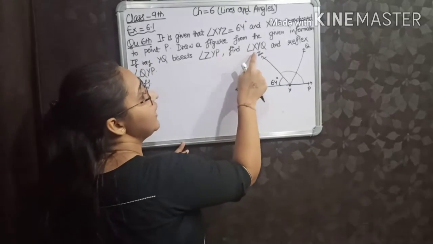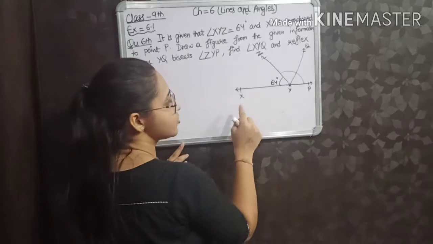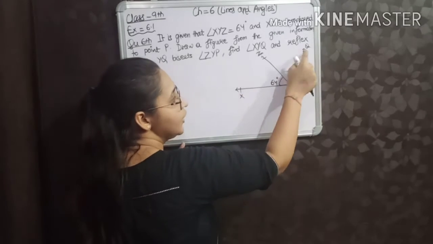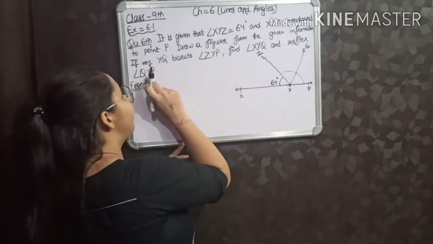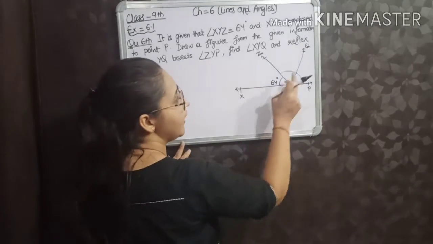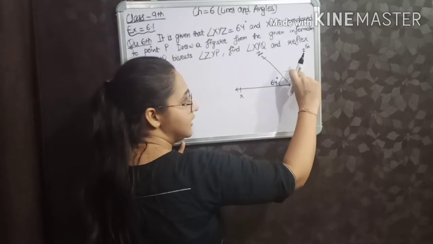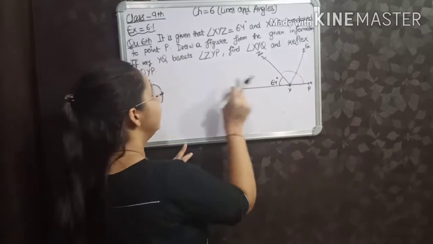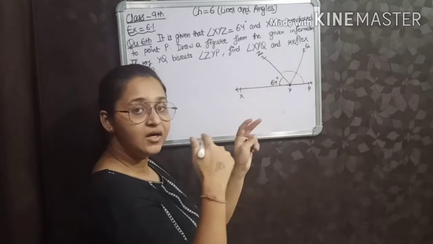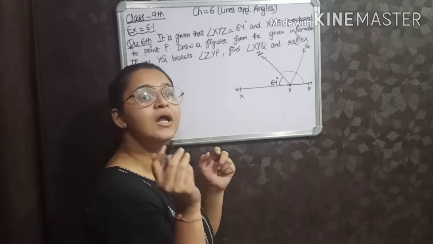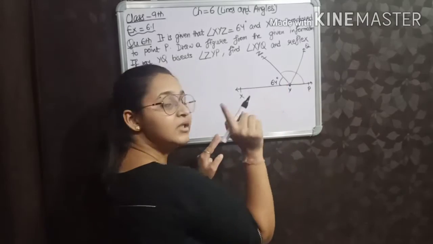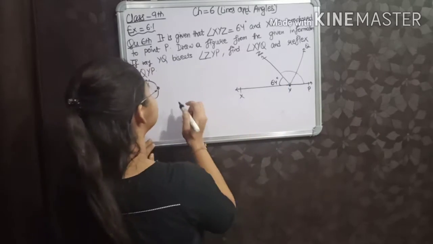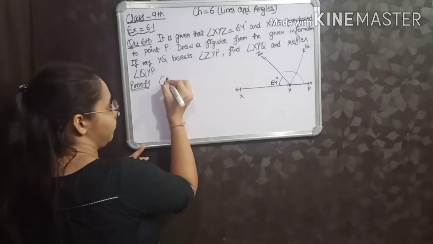So find angle XYQ. Where is XYQ? It means we have to find this angle, and reflex QYP. Where is QYP? This is QYP. We have to find the reflex, and when we have to find a reflex angle, we will subtract this angle from 360 degree.